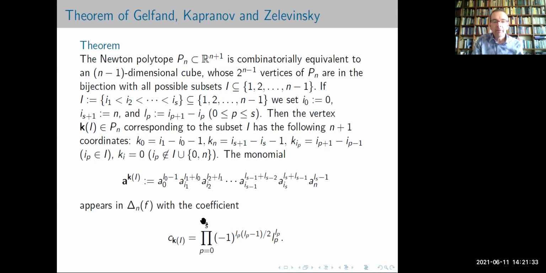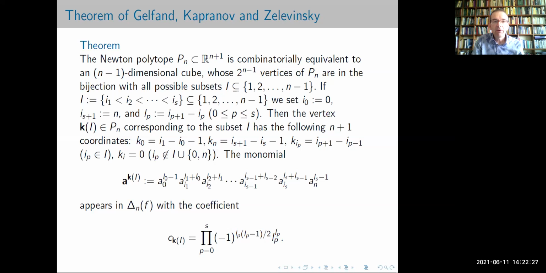Then there is also a formula for the coefficients appearing in this monomial. The coefficient corresponding to subset I is a product of minus one to the power l_p, l_p minus one divided by two, and then l_p, this integer, to the power l_p. We have already seen such expressions in examples. And this is a product of these expressions. So using this theorem, we obtain a description of all extreme monomials corresponding to vertices of the Newton polytope.